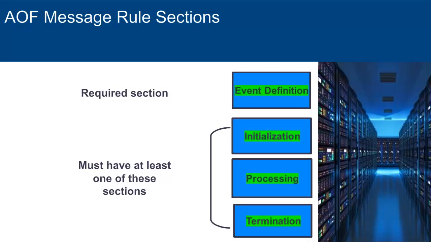Shown here are the AOF message rule sections. A rule contains sections. Each section defines an aspect of the rule's execution. The event definition is required. You must have at least one of the following sections: initialization, processing, termination. A rule must contain an event definition section and at least one other section. Each section is described in detail next. Section headers delimit each section of a rule, and each section header must appear on a separate line by itself. Begin with a character limit in column 1.